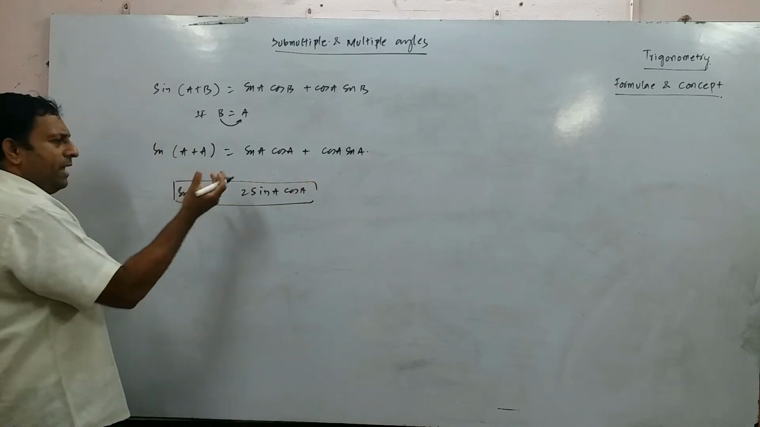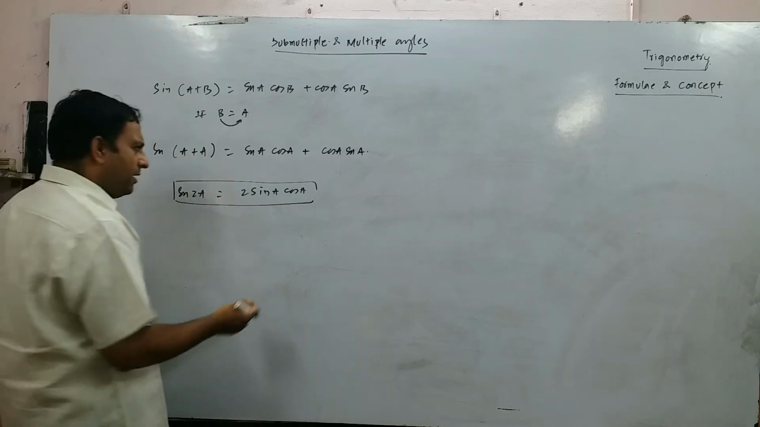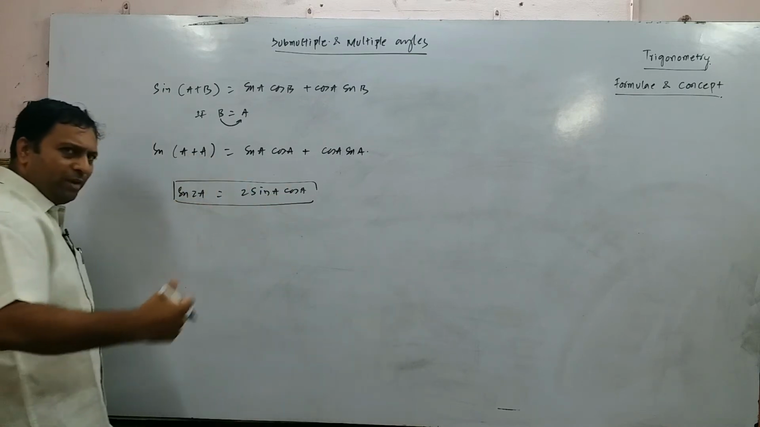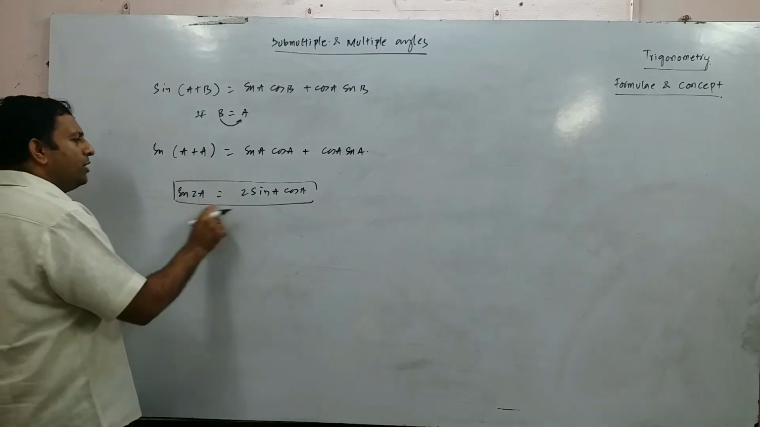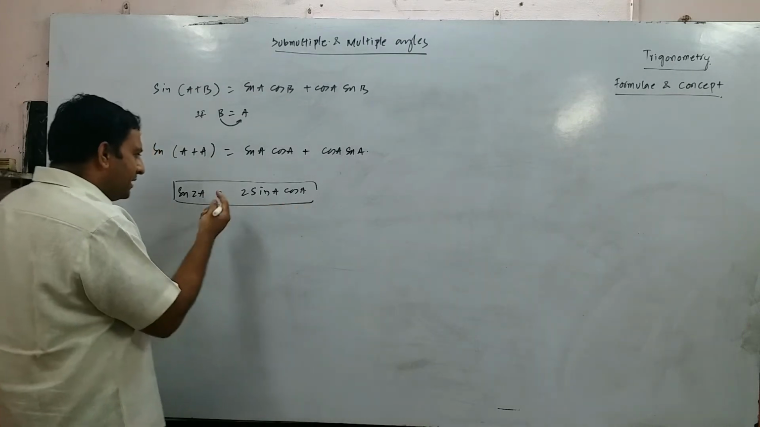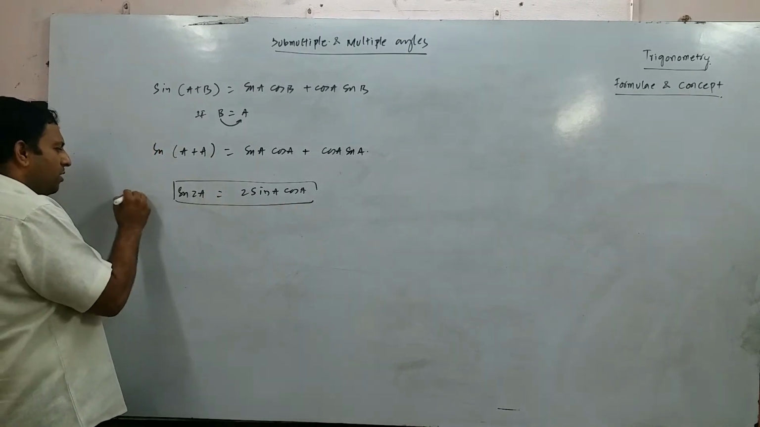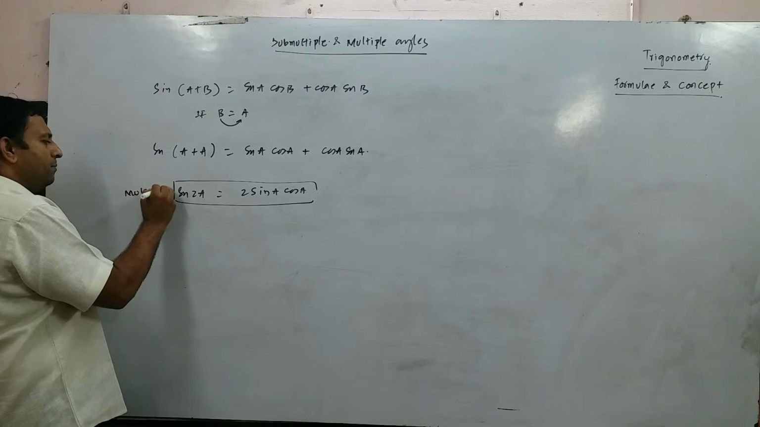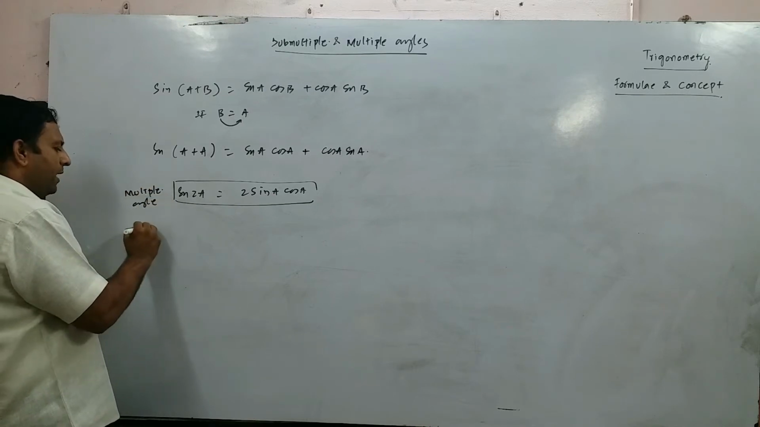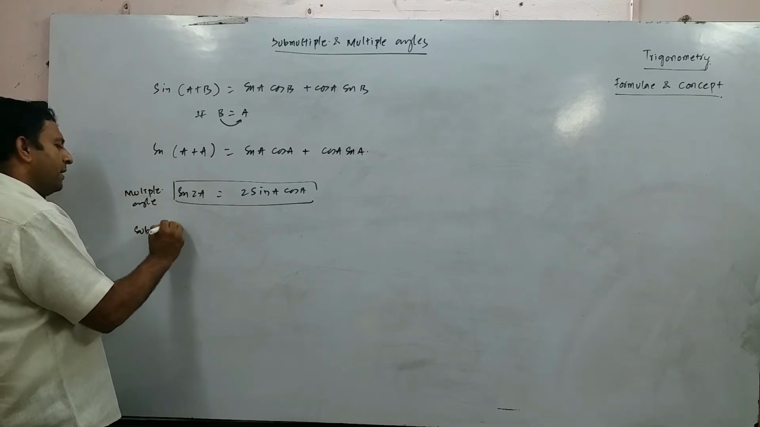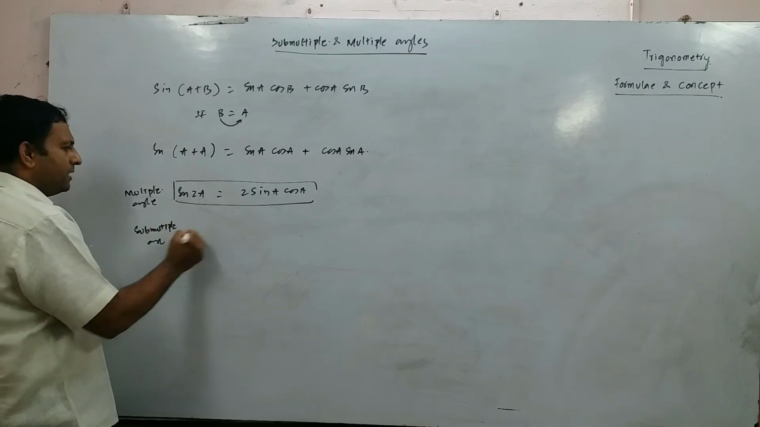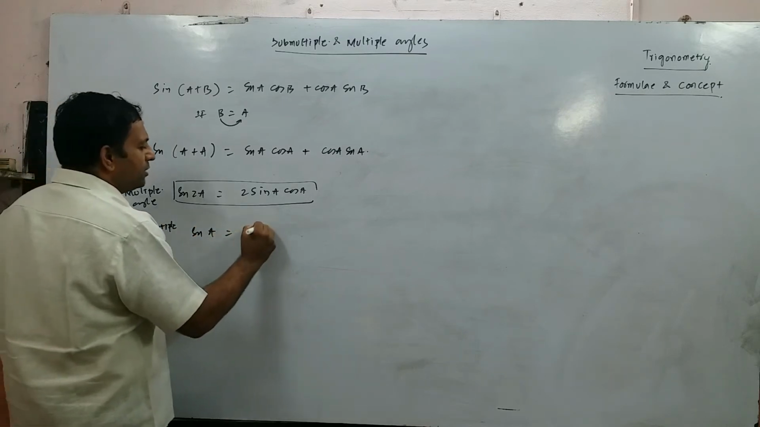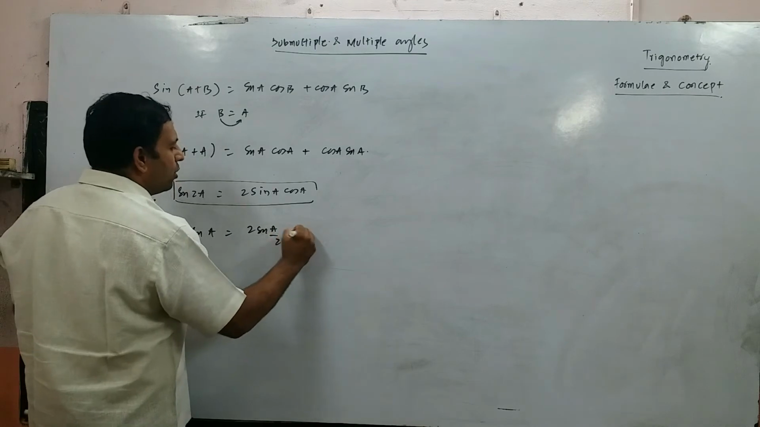Sin 2a, 2a, 3a, 4a are multiple angles. Submultiple means a by 2, a by 4, a by 8 like that. So what is the sin 2a formula? 2 sin a cos a. This is called a multiple angle formula. Now what do you mean by submultiple? Submultiple angle will be like this. Sin a can be written as 2 sin a by 2 cos a by 2.